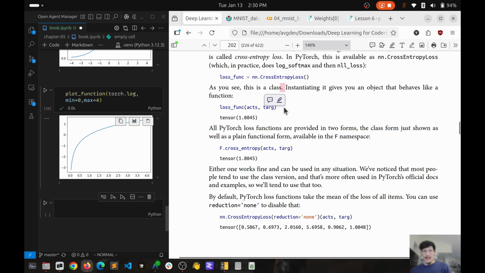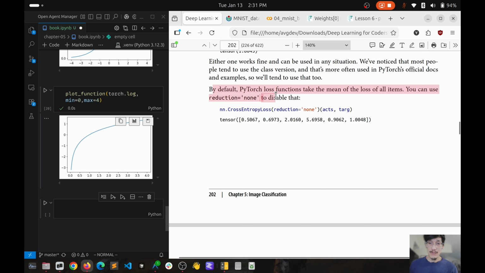Okay? All PyTorch loss functions are provided in two forms. The class form just shown, as well as a plain functional form available in the F namespace. F.cross_entropy is the same thing as this one. Either one works fine and can be used in any situation. We've noticed that most people tend to use the class version, and that's more often used in PyTorch's official docs and examples, so we'll tend to use that too.